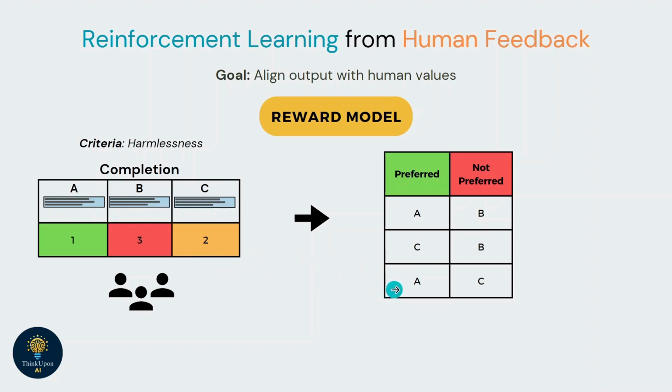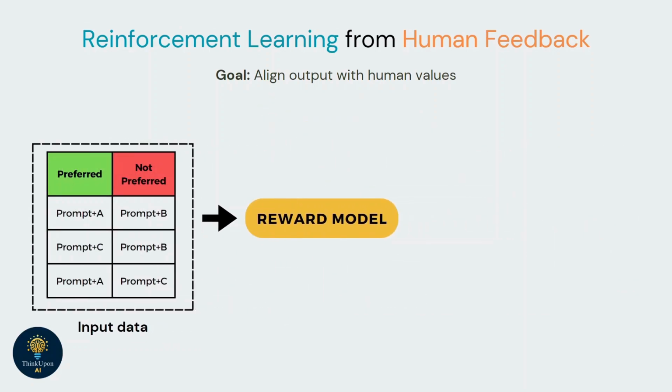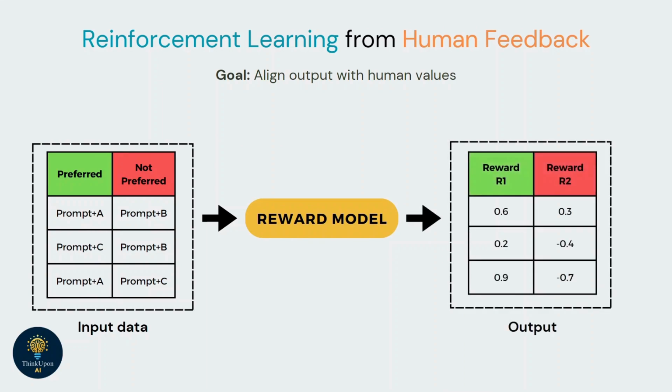In this way, when the data is transformed, we add the prompt to each of the classified data, which is then used as an input for the reward model. Once this input data is passed to the reward model, at the output we get reward values for both of the classes. So we get a set of reward values for the preferred class and another set of reward values for the not preferred class. And these sets of values are generated for the whole of the prompts that we have selected.